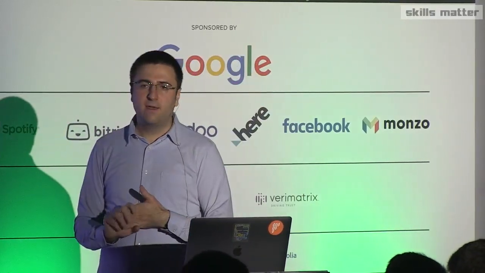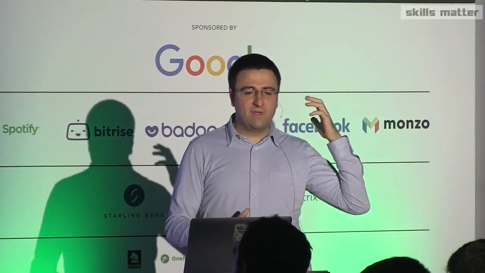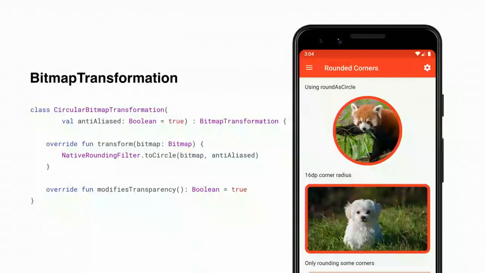So how you could do something like this yourself is we have a bitmap transformation API, which is also fairly new, where you can have an in-place transformation for a given bitmap. So in this case, in the transform method, you would call your native rounding filter that just does some native rounding. You can also specify anti-aliasing if you need that, or if you draw an outline, you probably don't need that, then you get even more performance benefits.